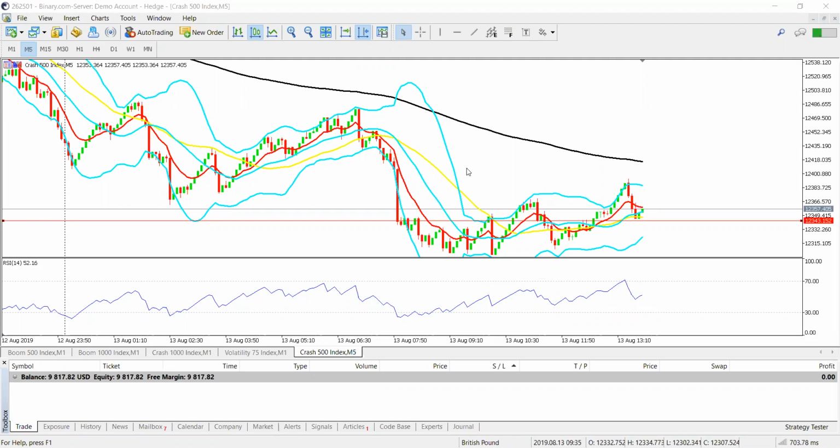You'll be able to see the moving averages. This is moving average 10, exponential. Moving average 35, simple. Moving average 200, exponential. And then the Bollinger Bands. Those are the lines that we have with our price here. So you can use that method to actually sell crash.